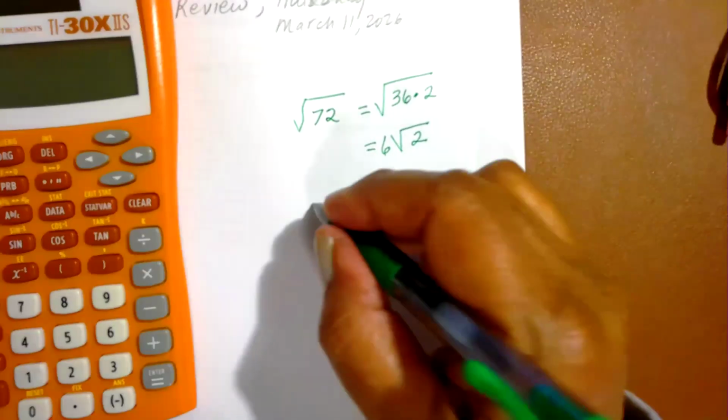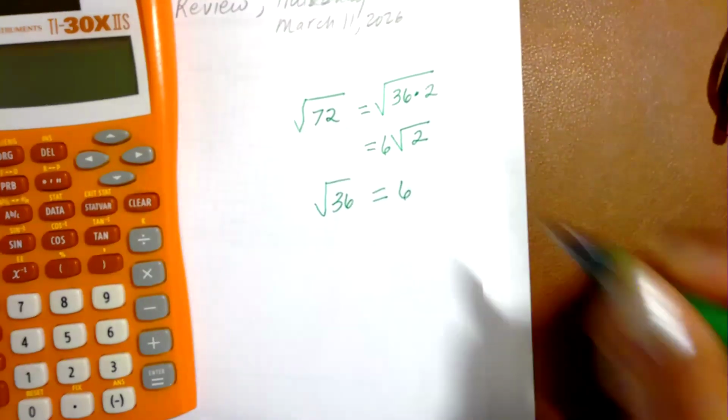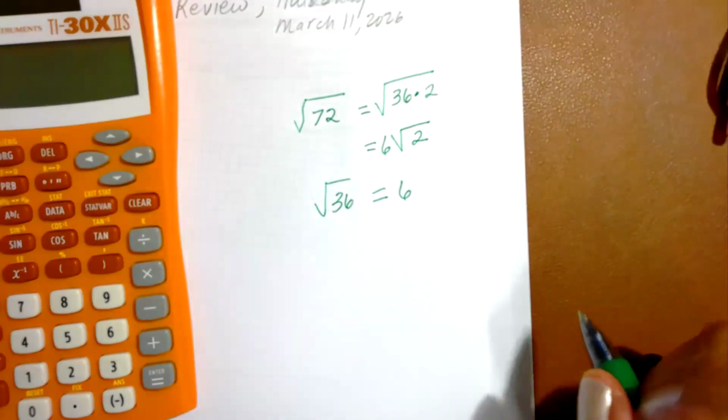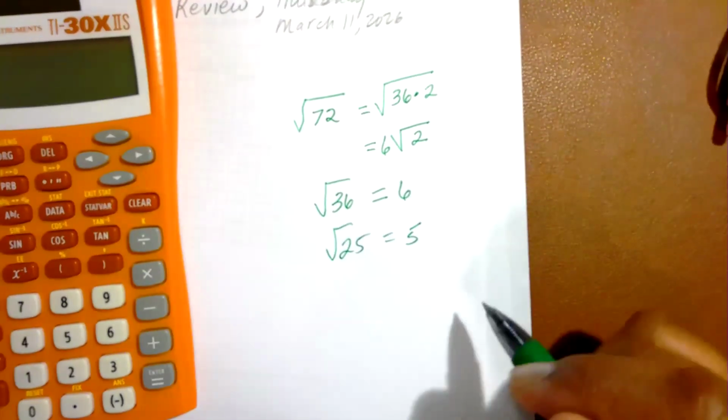But if you just have the square root of 36, that's just 6. If you have the square root of 25, that's just 5. There's nothing left under the radical.